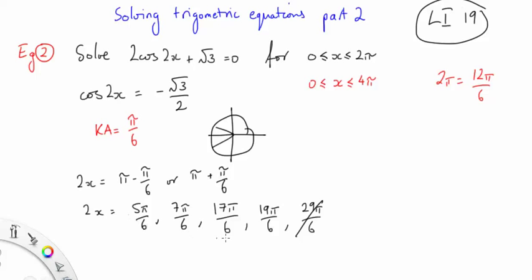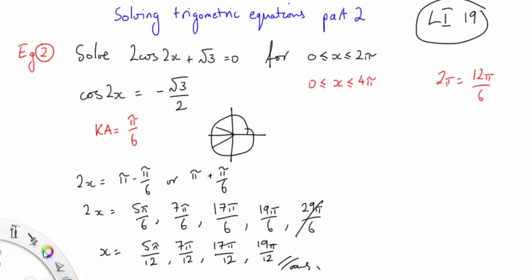These are our answers, almost, except we need to divide everything by 2. So x equals 5 pi on 12, 7 pi on 12, 17 pi on 12, and 19 pi on 12. And there's our answer. And you'll notice that it doesn't exceed 2 pi, because 19 pi on 12 is a bit less than 2 pi.